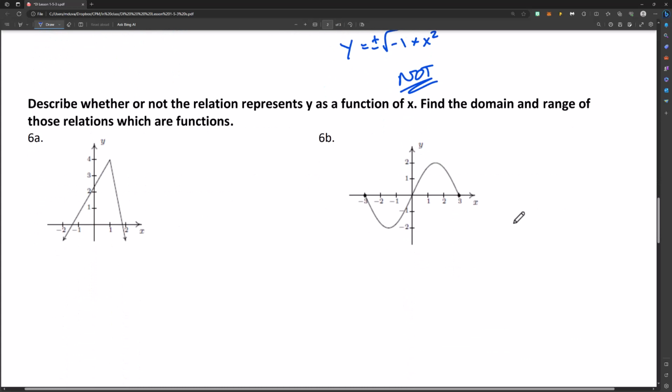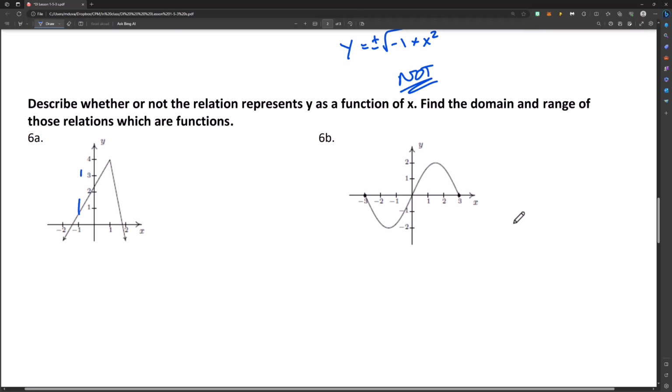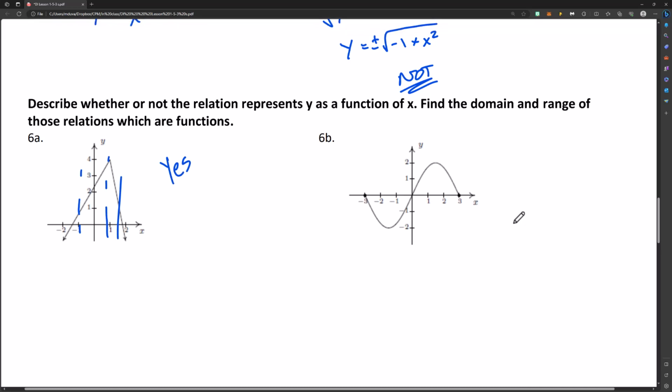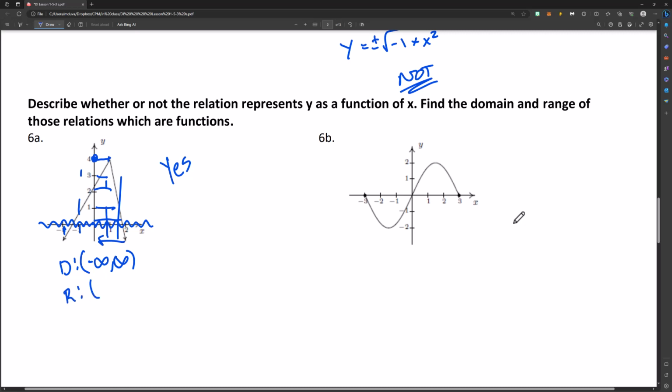So it says describe whether or not these are functions, and then find the domain and range. So vertical line test, it passes. So yes, this is a function. And now finding the domain and range. So if I project, it goes on forever that way, it goes on forever that way, and so my domain is going to be negative infinity to positive infinity. Now if I project along the y, it's going to go all, and it's going to stop at 4. So my range is going to start at negative infinity and go all the way up to 4.